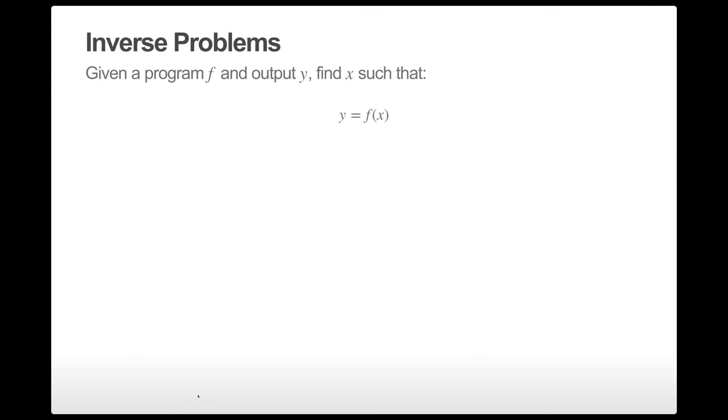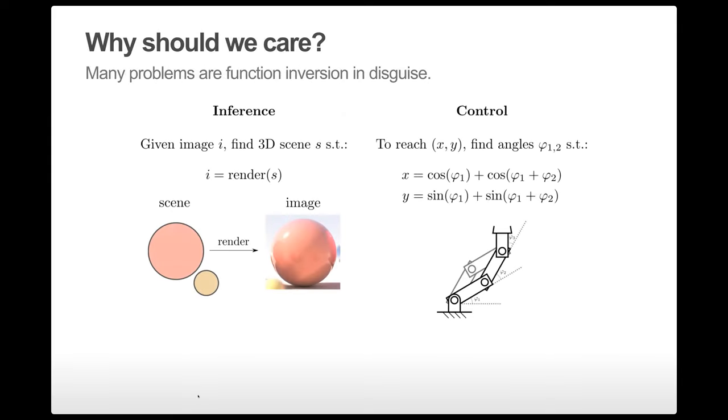One of the things that really interests me is this idea of program inversion. To say what program inversion is, we have some program F that takes an input X and outputs Y, and I want to compute the inverse. I want to recover the input given the output. I think this idea has come up already a bunch of times implicitly throughout the workshop, but here are a few motivating examples.